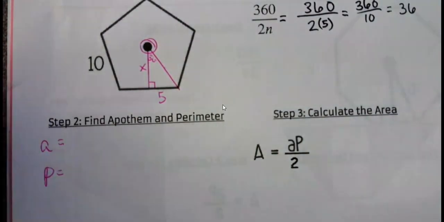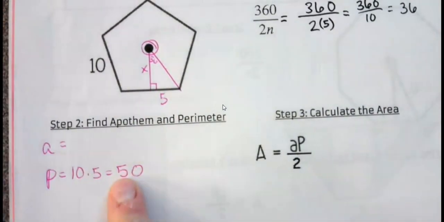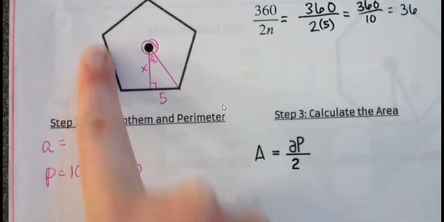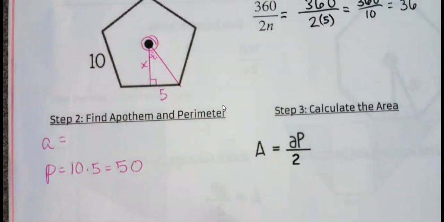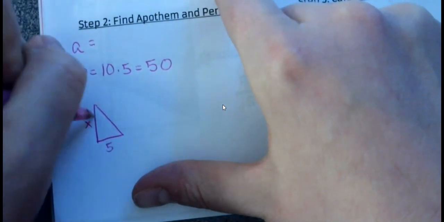So we can go ahead and find the perimeter. The perimeter is going to be 50. We take 10, which is the length of one side, and multiply it by 5. You can find the perimeter. And then we're going to use trig to solve for the apothem. So here's my triangle. It's X, it's 5, it's 36. This is my O, and this is my A.